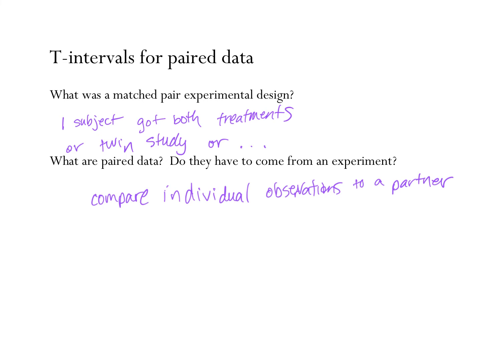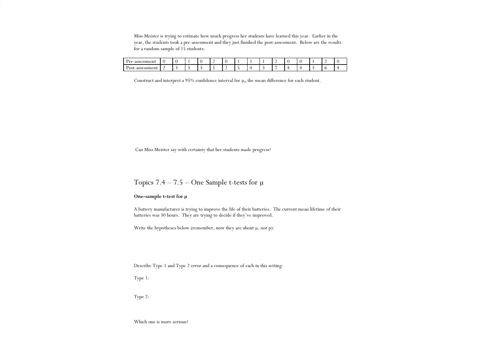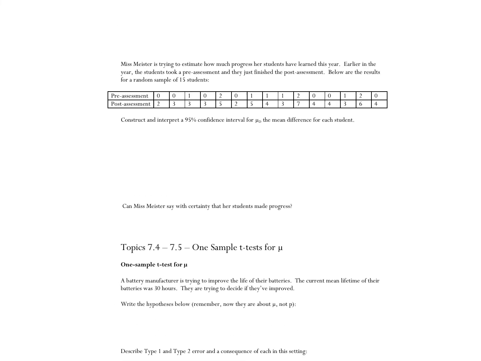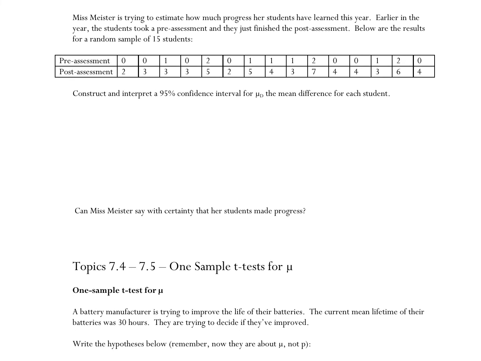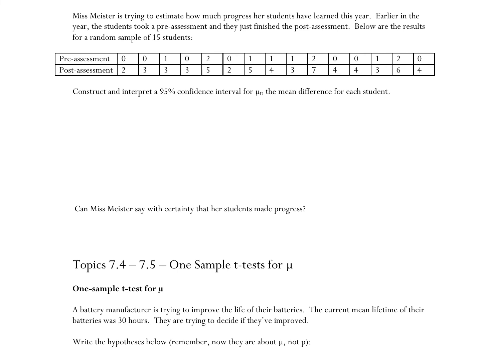Okay? And so there is technically a new procedure called a paired t interval. It's very similar to a one sample t interval. So let's pretend I did in fact give each of you a pre-test and a post-test, and these are your scores.